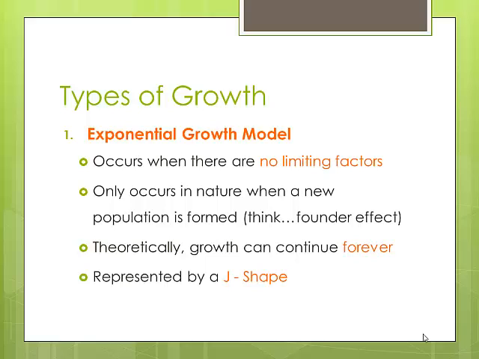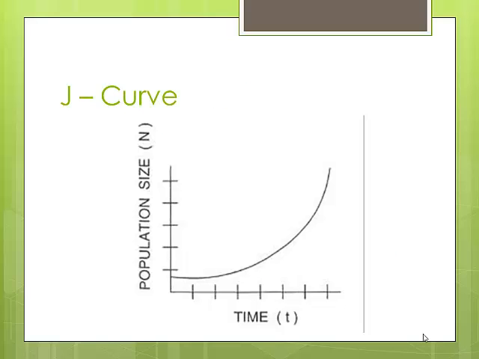So exponential growth happens in nature mostly when a new population is formed. You're going to have a big jump in the population. Growth can continue forever and ever, and the numbers can be infinite. And this is always represented by a J-shaped curve. This is the graph that shows population size, how it starts out small and over time becomes exponentially large. And this does not have an end.